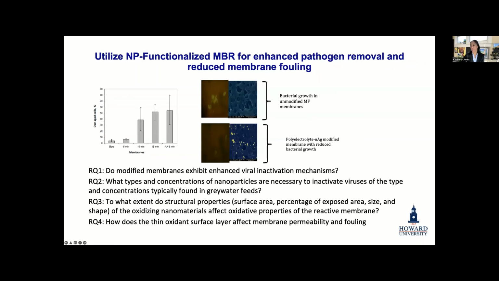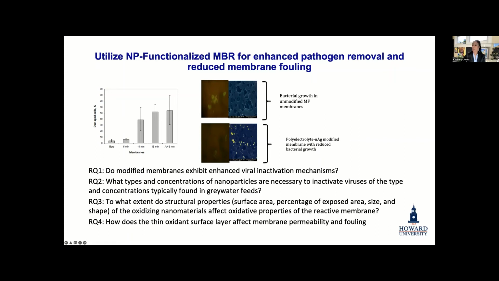We did a couple different things. This picture on the left shows where we did a UV modification of our membrane, and this just shows the percentage of damaged cells. We could control that by increasing the UV exposure to the membrane surface.